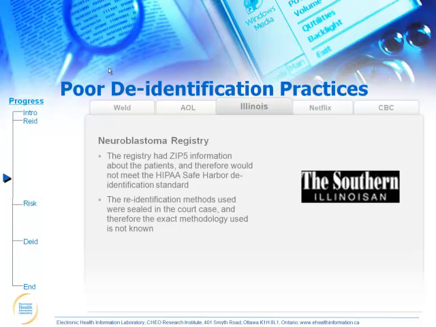In the case of Illinois, the neuroblastoma registry had 5-digit zip codes in the data set, and therefore that data set would not pass the Safe Harbor standard, because Safe Harbor says you should not include zip5s, and under certain conditions you should not even include zip3s. So in that case, the data set that was released would not pass the Safe Harbor standard that we were using.